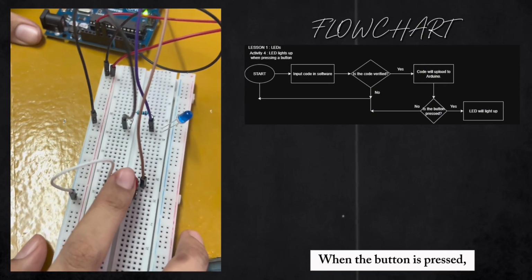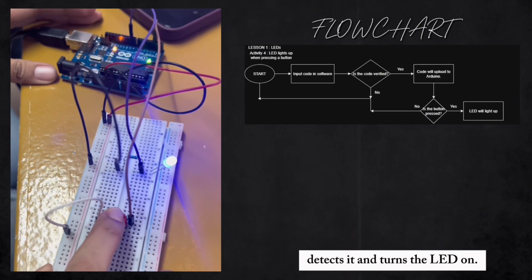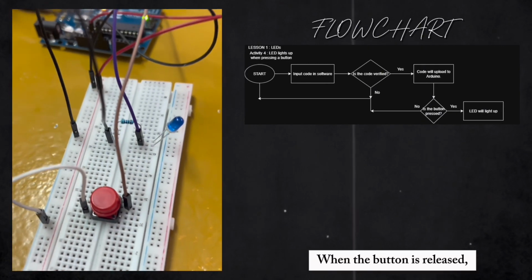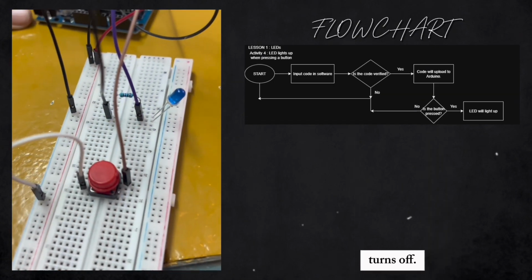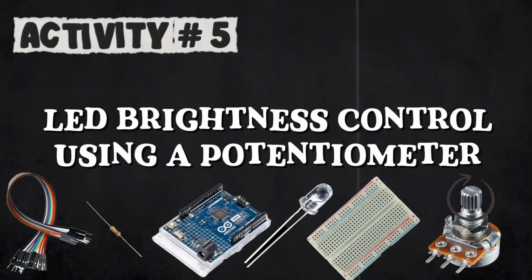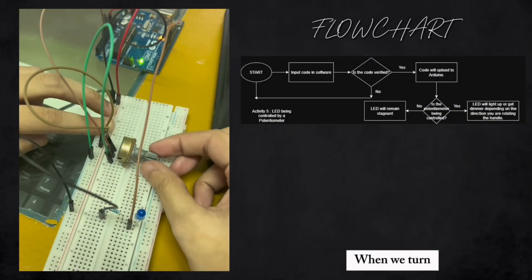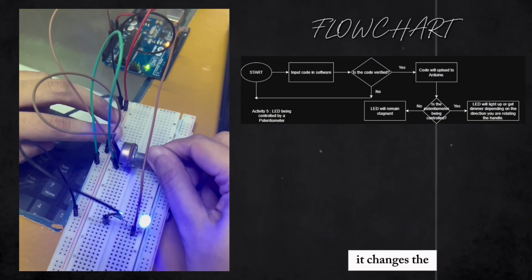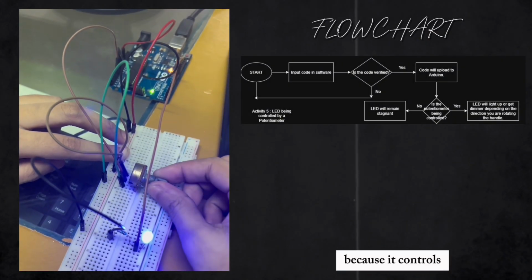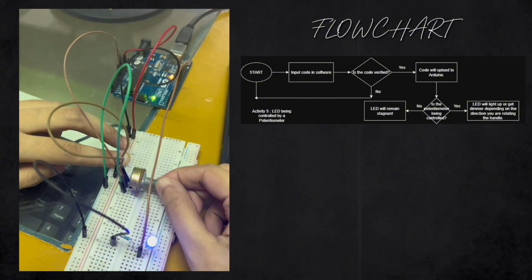When the button is pressed, the Arduino detects it and turns the LED on. When the button is released, the LED turns off. When we turn the potentiometer, it changes the LED's brightness because it controls the amount of electric signal energy sent from the Arduino Uno.